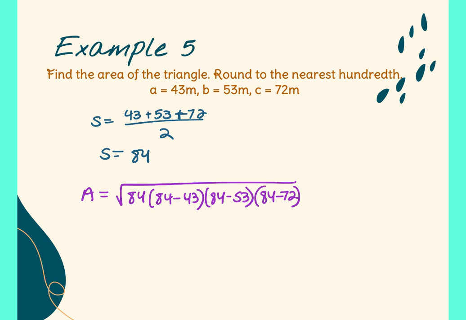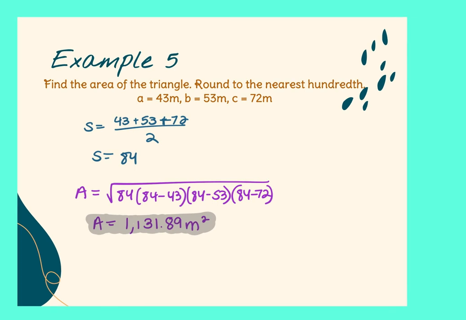So square root 84, open your parentheses, 84 minus 43, close them, open them again, 84 minus 53, close them again, open them, 84 minus 72, close them again. And you get the area is 1,131.886, so 1,131.89, and this would be meters squared. That's it. So super easy formula. You've got to remember S: you add them all, divide by 2, and then the rest of the area formula, and that's it for 8.2.